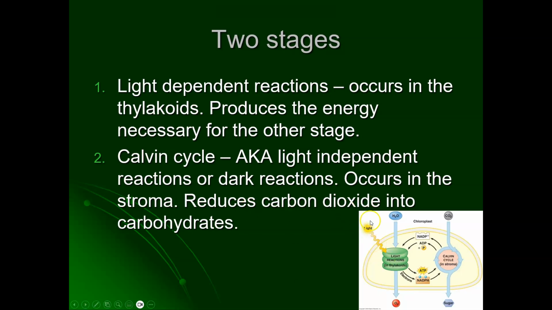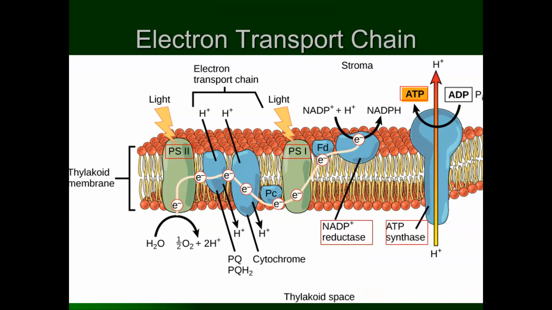That light is going to power the splitting of water to create a hydrogen ion gradient that's going to be relevant for an electron transport chain and that exact same ATP synthase that we had in cellular respiration. So as the light splits the water, we release electrons and we release hydrogen ions. The hydrogen ions are going to flow through ATP synthase to create ATP.